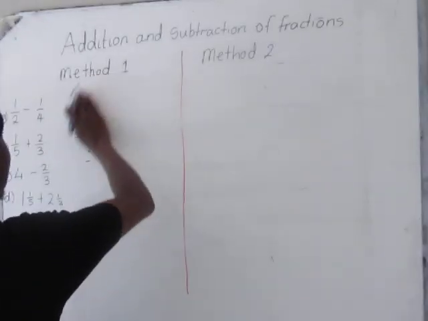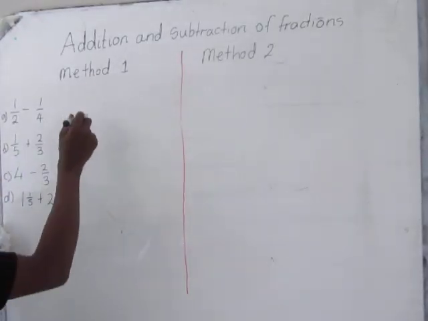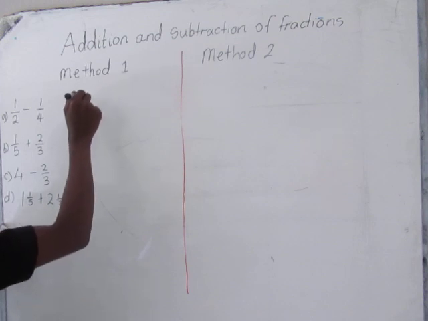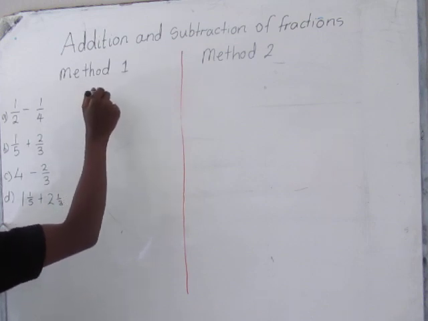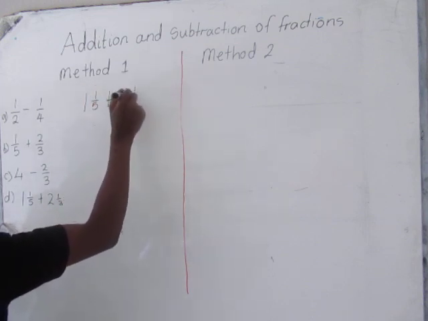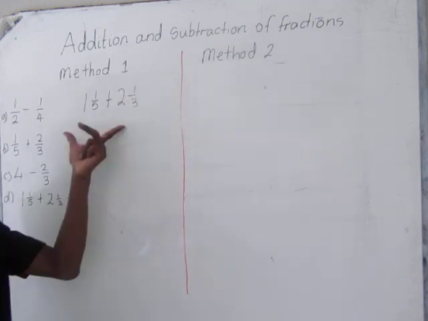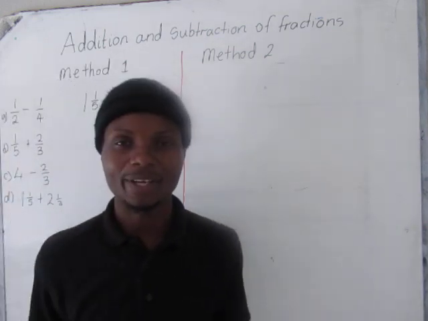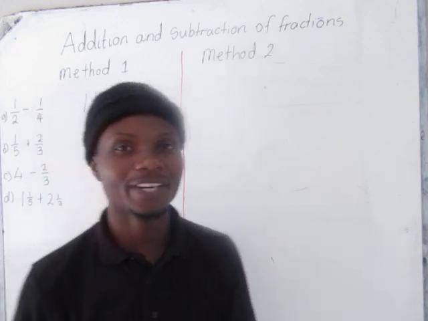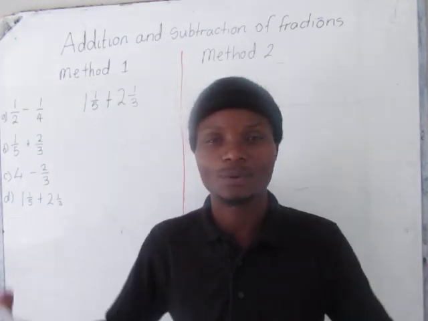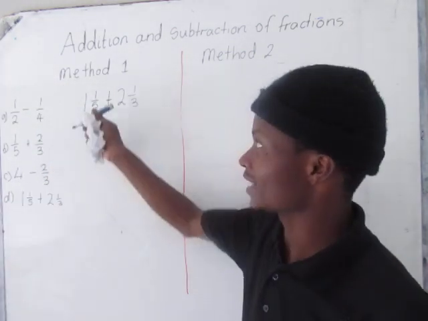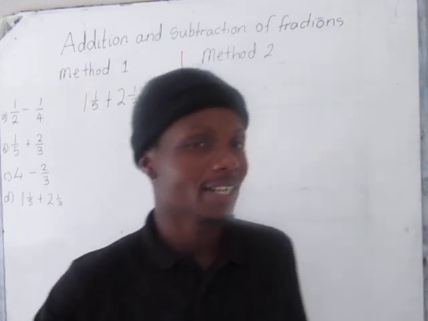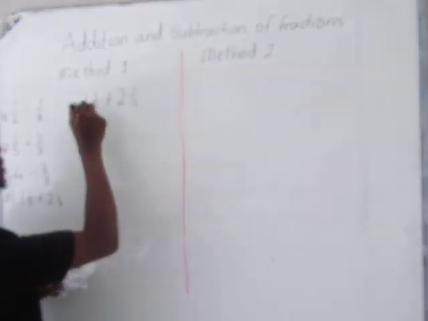Let's move on to, suppose we have a situation like 1 and 1 over 5 plus 2 and 1 over 3. We cannot just add these right away. So the best method is to convert these to improper fractions because they are called mixed fractions. So how do we do that? It's pretty simple. You just multiply and add.